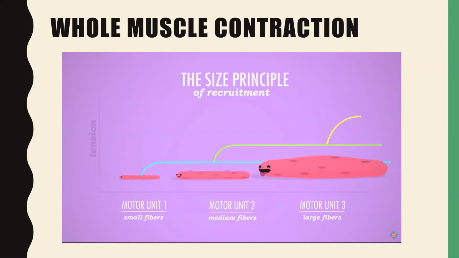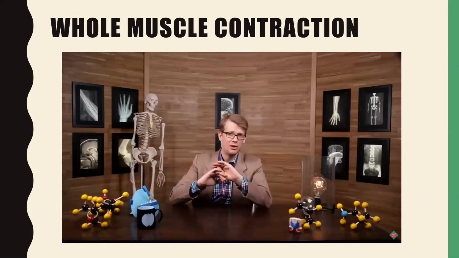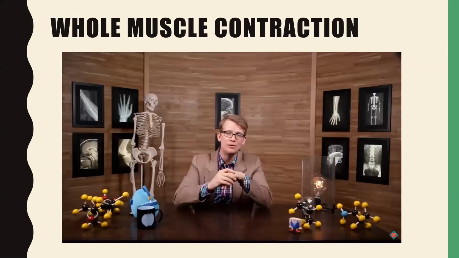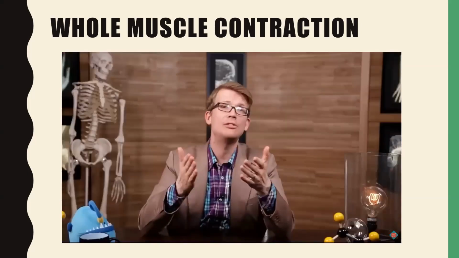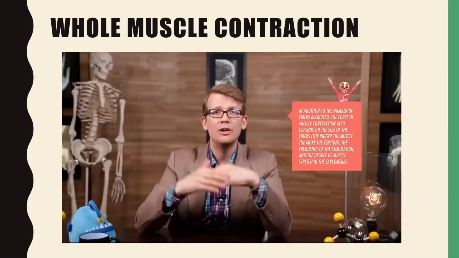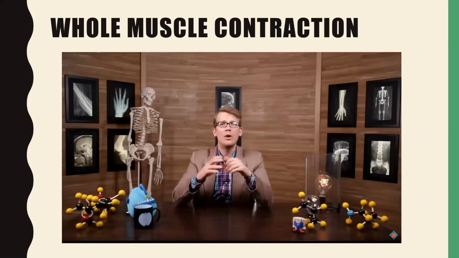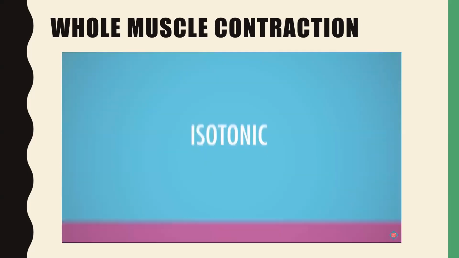These big guns are the last to join up, in part because they're controlled by your largest and least excitable motor neurons. But when they're in, they are all in, packing 50 times the force of those smaller fibers. So the basic rule is the more motor units recruited, the greater the force that's generated. Now that we know how muscle contractions happen, let's look at our two main flavors, isotonic and isometric.